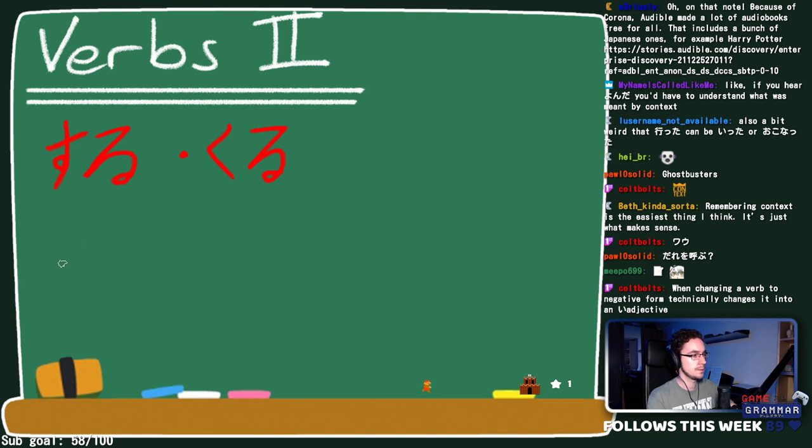So, what are the negatives of these? Negative would just be... For suru, it's shinai. Okay, so let's maybe do it like this. Negative is shinai. Note how it also just ends in nai, like normal. And for kuru, it's just konai.